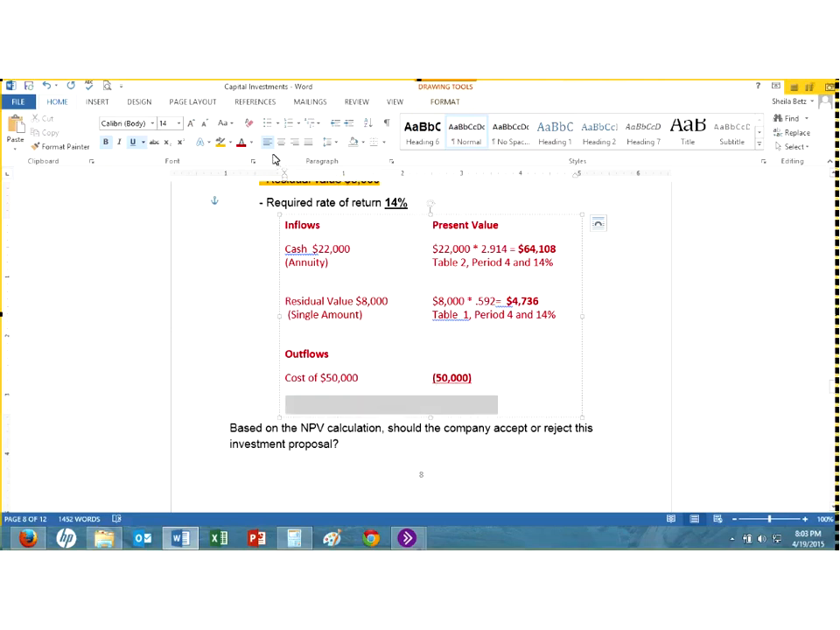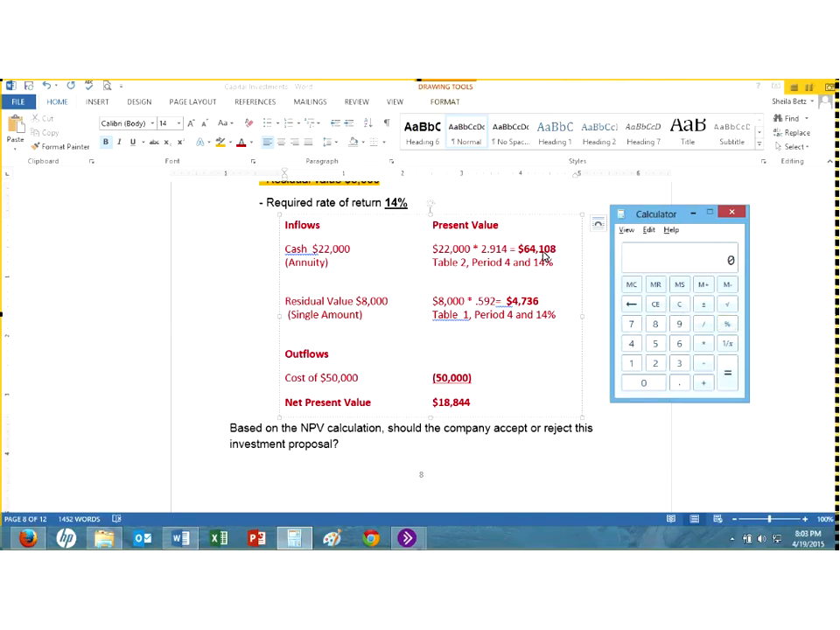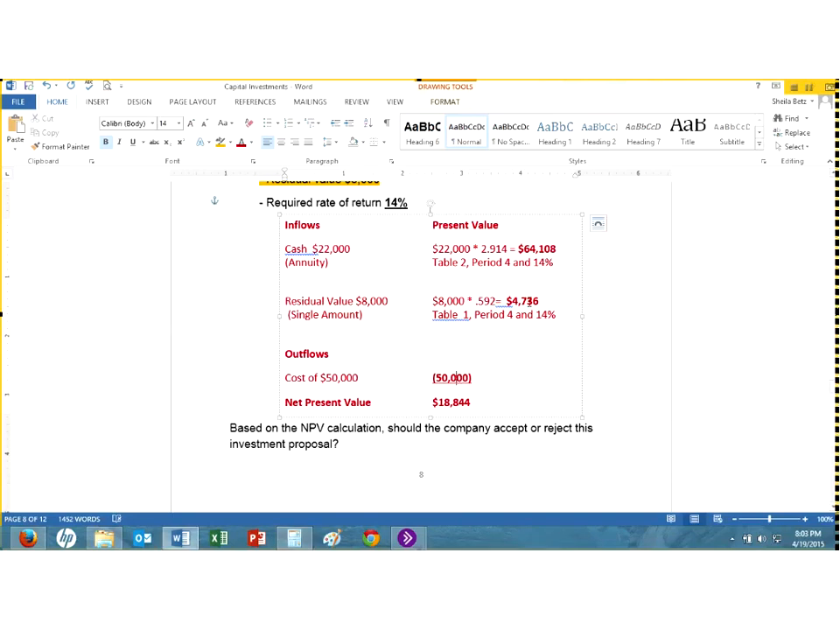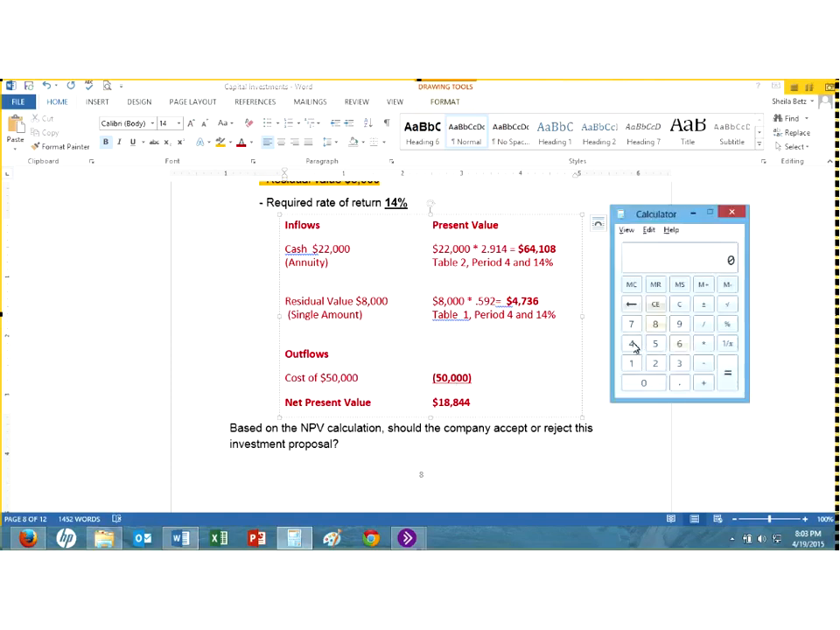And then the final thing I'm going to do is now I'm going to calculate the net present value. So what I'm going to do is come over here and add together or net together the positives and the negatives here. So I have $64,108 plus $4,736. These are all positive numbers because they're going to be future cash inflows. And then I have a negative $50,000. So the sum of that comes out to a positive $18,844.